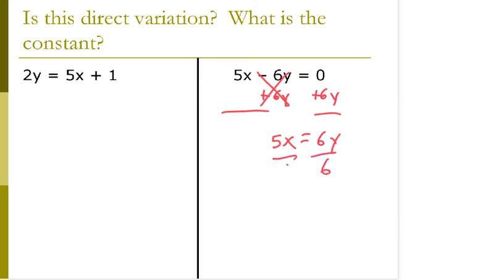So in other words, we end up with y equals some constant times x, using the symmetric property. So this is a direct variation.